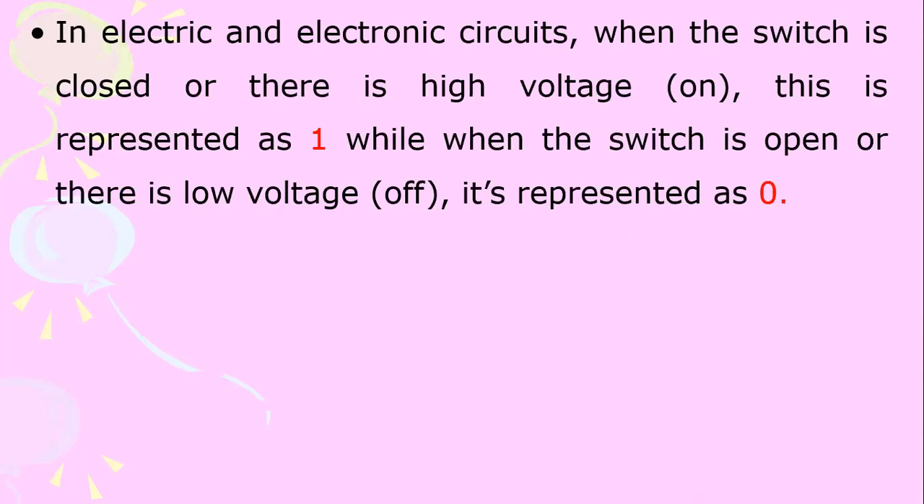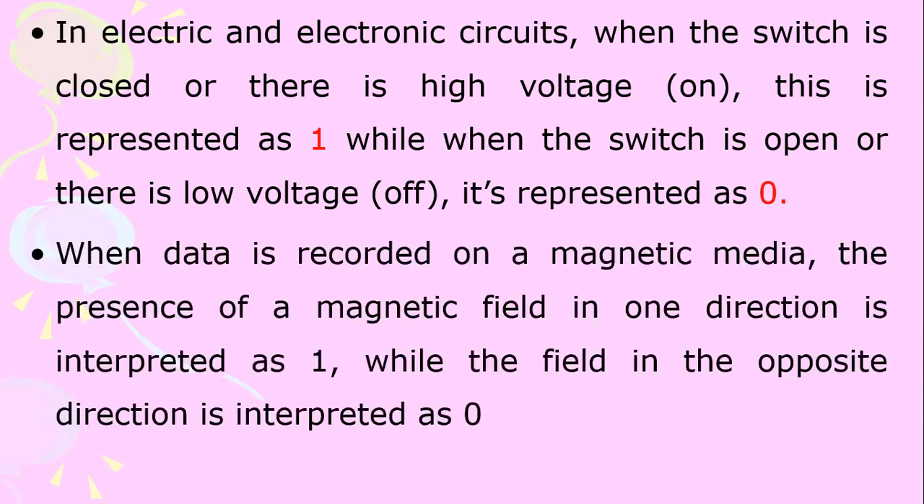In electric and electronic circuits, when the switch is closed or there is a high voltage, that is, the socket is on, this is represented as 1. While when the switch is open or there is low voltage or no voltage flow, that state is represented as a 0. When data is recorded on a magnetic media, the presence of a magnetic field in one direction is represented as a 1, while the field in the opposite direction is represented as 0.